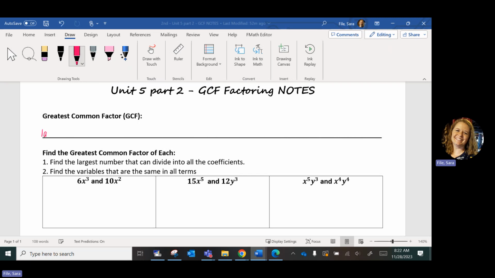The largest number, or I'm going to put slash term, because it doesn't have to be a number, it could be a variable also, that can divide evenly out of every term in the expression.